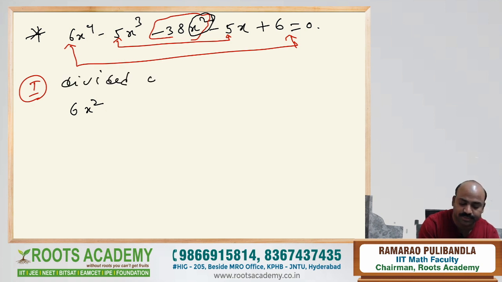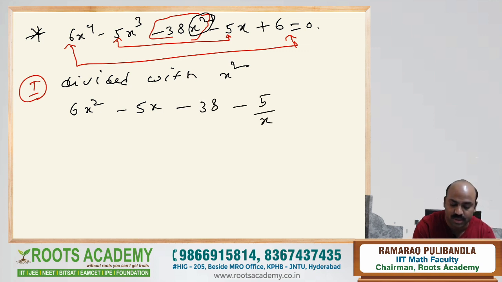Divide with x square first. So when I divide with this, can you see what I'll get? Minus 5x, and then I'll get 38. Here is a minus 5 by x plus 6 by x square. I'll get it as 0.